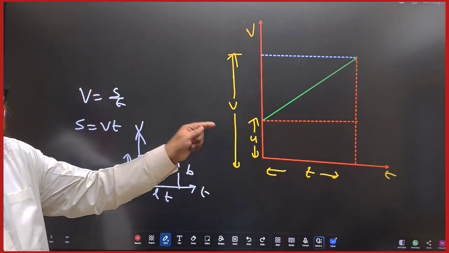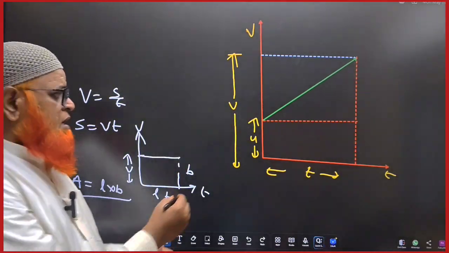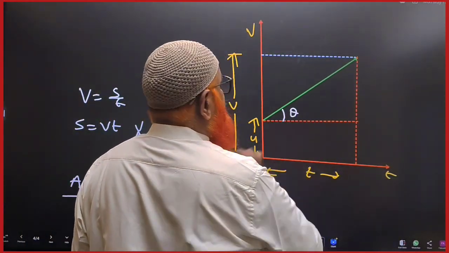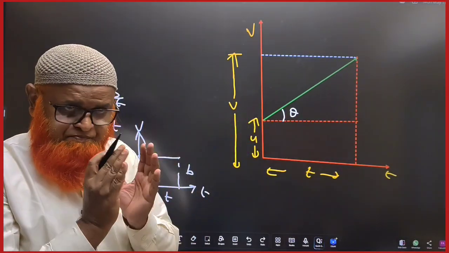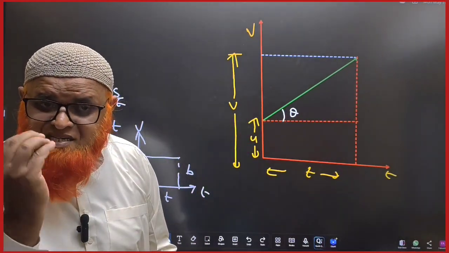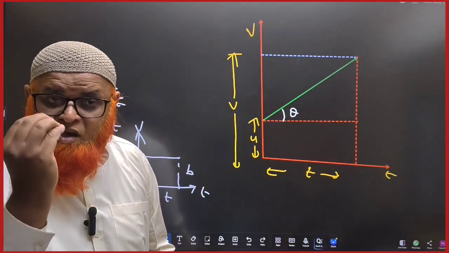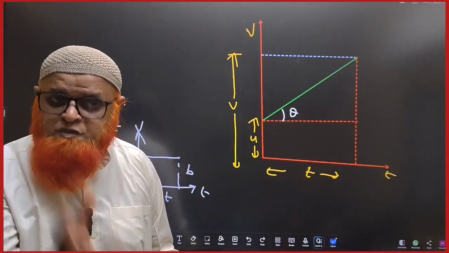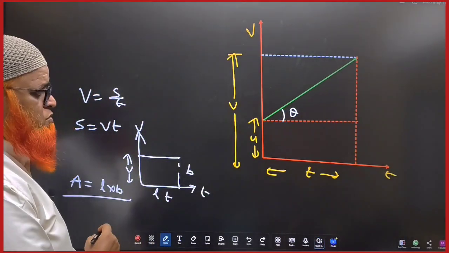If you want to find the acceleration in this graph, what are you going to do? You are going to find the angle theta. Acceleration means the angle. The slope of a velocity-time graph gives you acceleration. The area of a velocity-time graph gives you displacement. Understood? Why is it so?